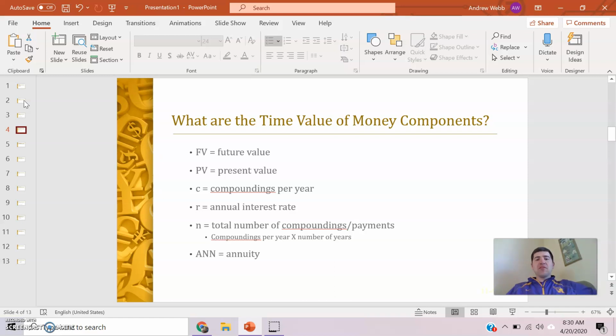N is the total number of compoundings. So you have to do the number of compoundings in a year times the number of years to get that. If you did it quarterly for 5 years, that's 20 compoundings, so N would equal 20. And then we use AN for annuity. We're not doing any annuities today. We'll do that next week, but it's just something to know.